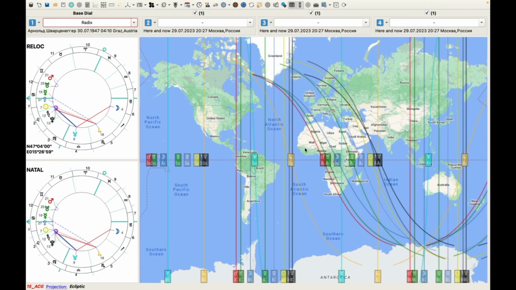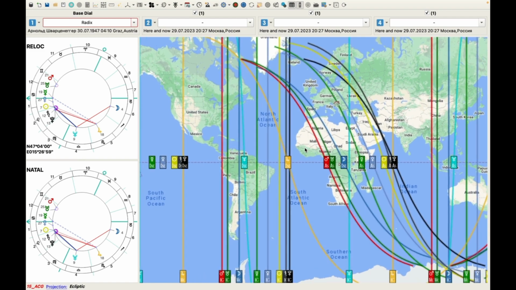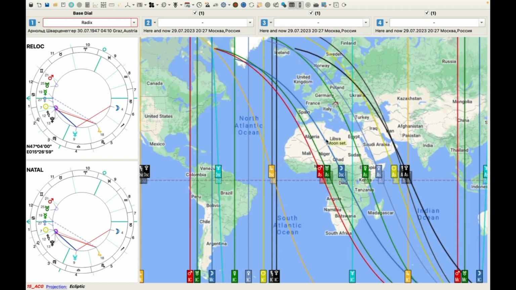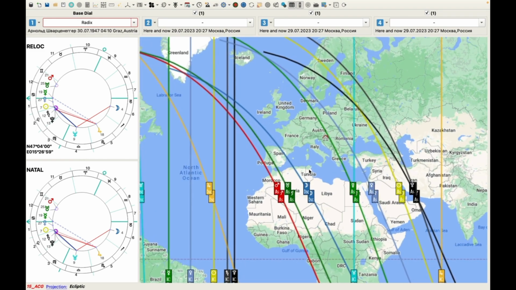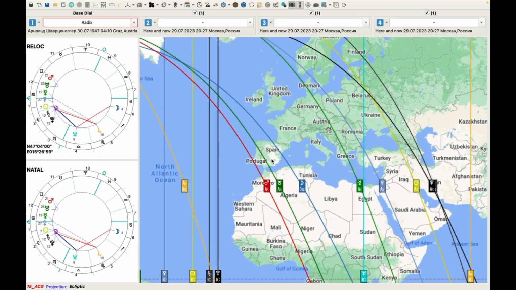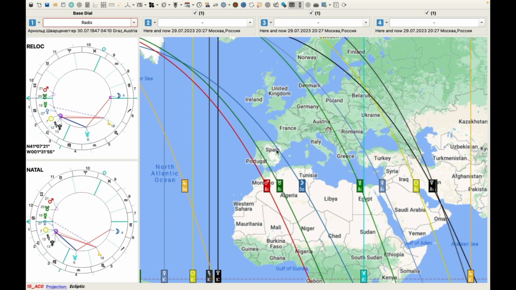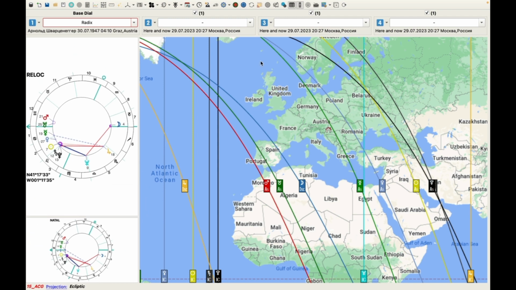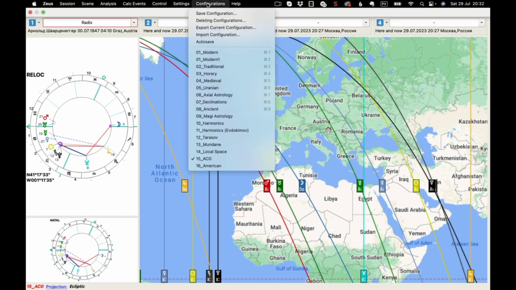So, astrocartography and classical relocation are closely related and can be very productively used together. We can find a promising location on an astrocartography map and then study it in detail with the relocation chart. But the next method of locational astrology I'm going to tell you about is very different.